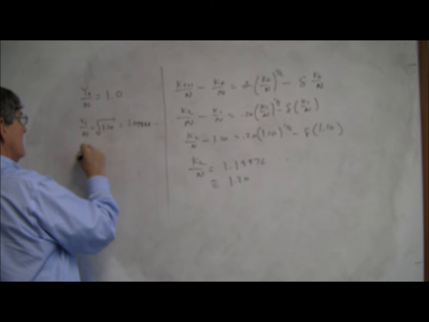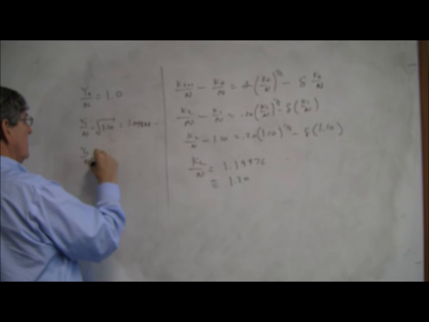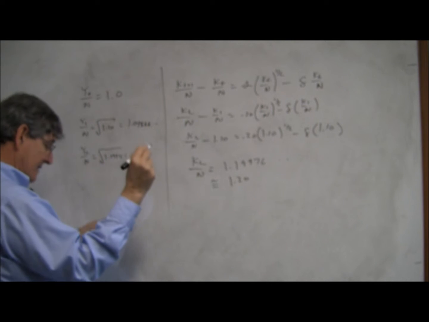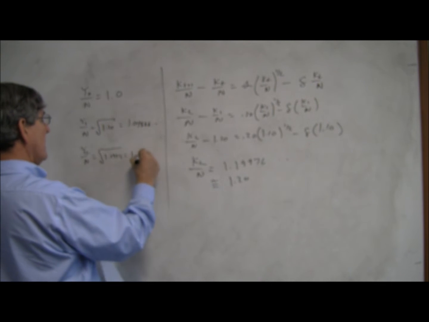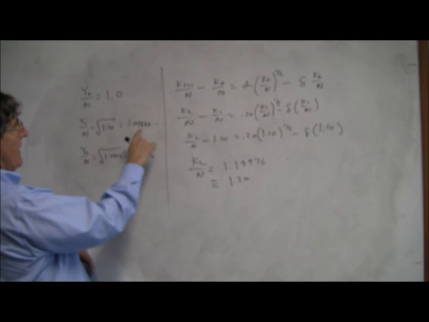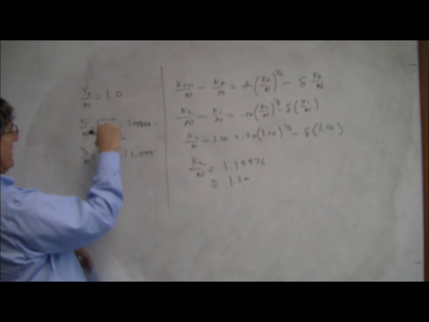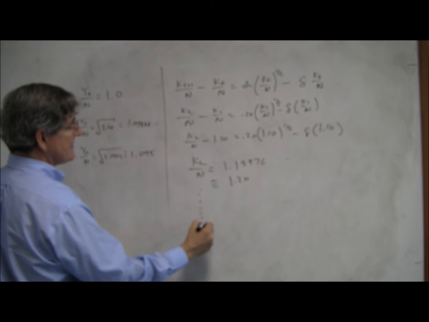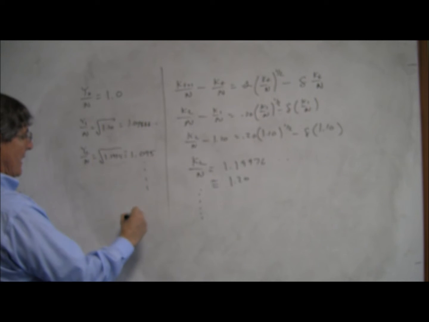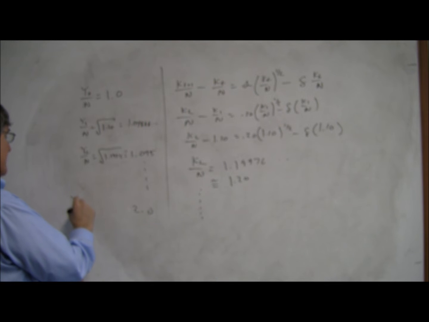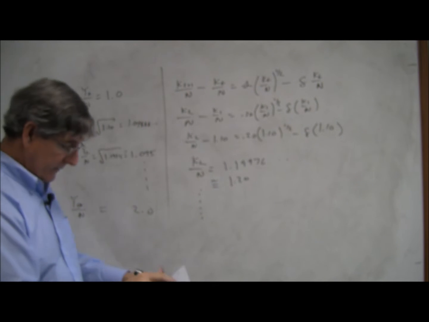So y2 over n will be the square root of 1.19976, which turns out to be 1.095 approximately. If you look at the growth rate, it's actually less than the first time. The growth rate's going to get smaller and smaller and smaller. So we could keep doing this. And eventually, if we go long enough, we'll get to 2.0. Because remember, the standard of living goes from 1 to 2.0 if we do this an infinite number of times.